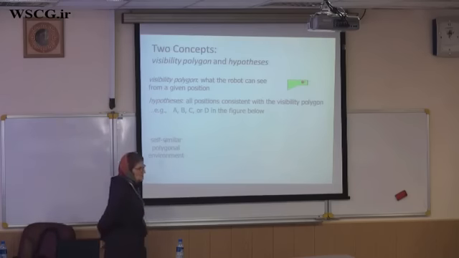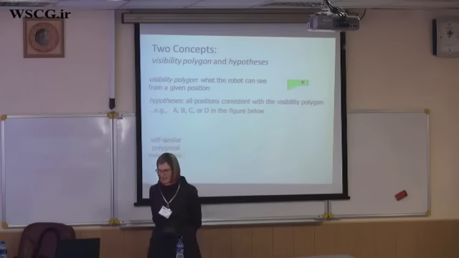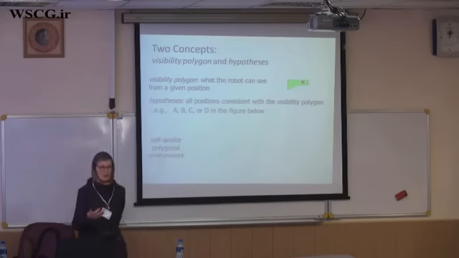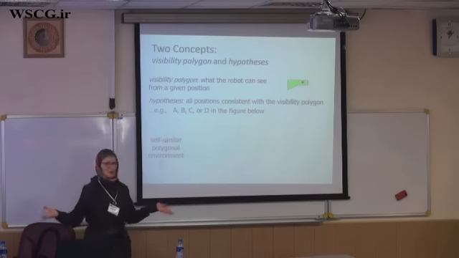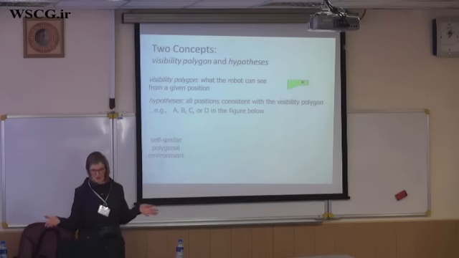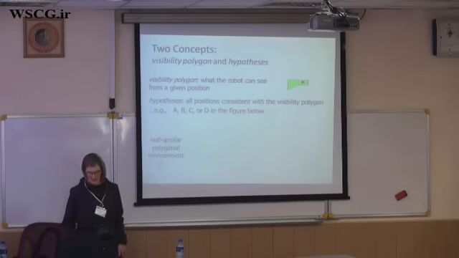Okay, so two concepts here that we're going to use are the concept of a visibility polygon and the concept of having some hypotheses about where we are on our map. So a visibility polygon is this.